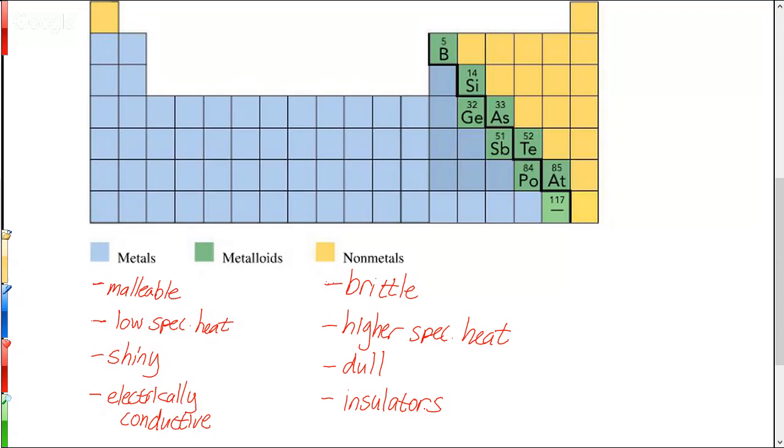There's a lot of them that are radioactive. The outline ones are man-made, meaning they don't occur in nature. The red ones are gases, the blue ones are liquids at room temperature.